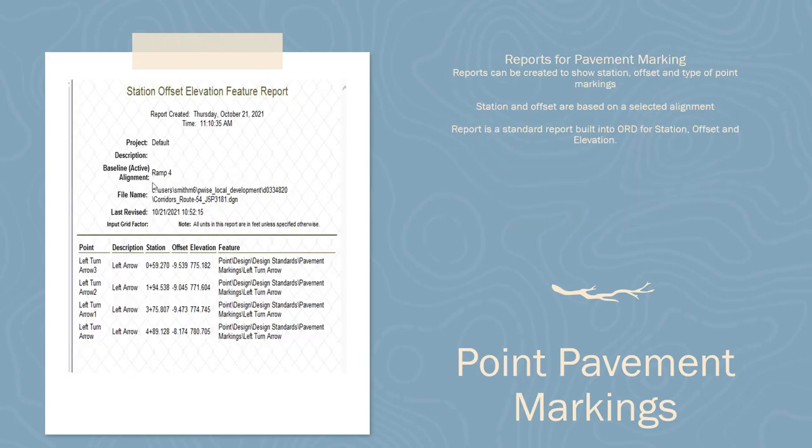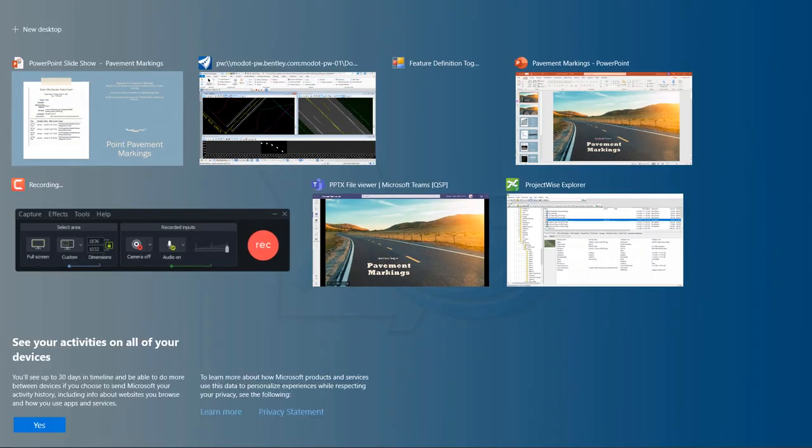The report for that one is one that's basically built into ORD that gives us our point name, the description of that, our station, offset, and elevation, and then what that feature is being used for. So you can get a lot of information from the points that you place out there that have cells attached to them. So let's take a look at doing this one.